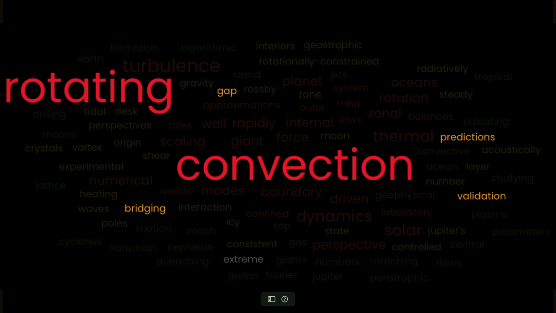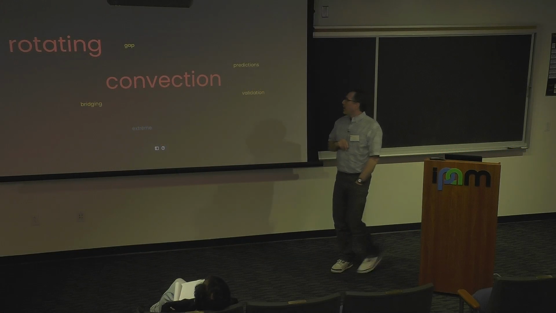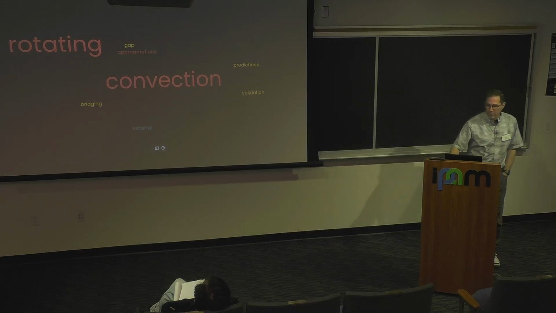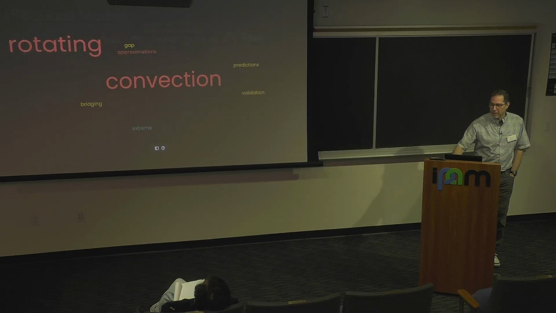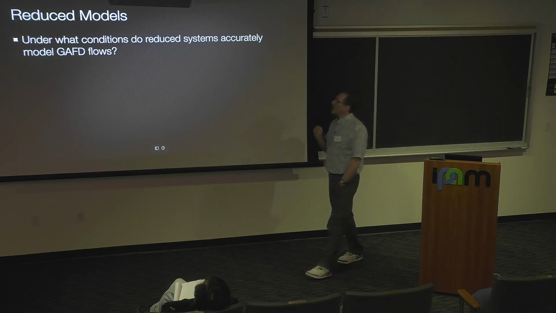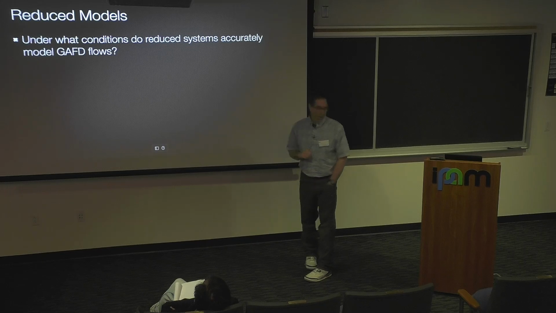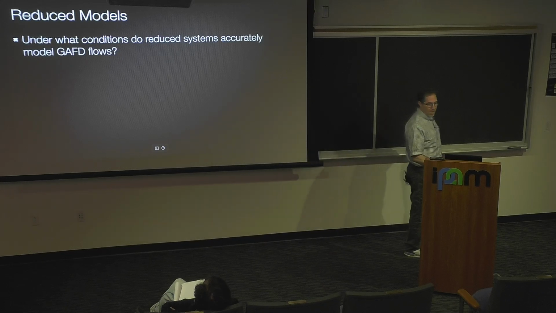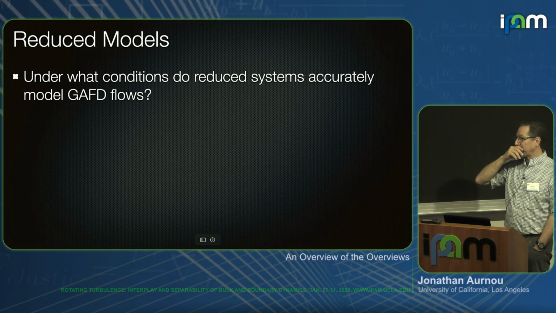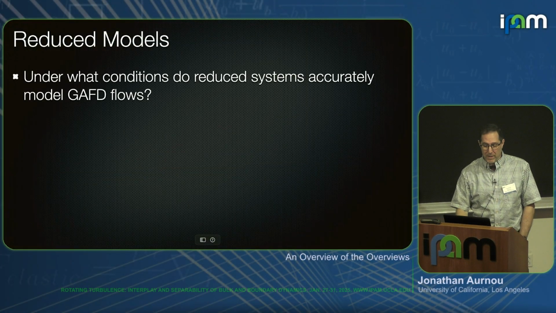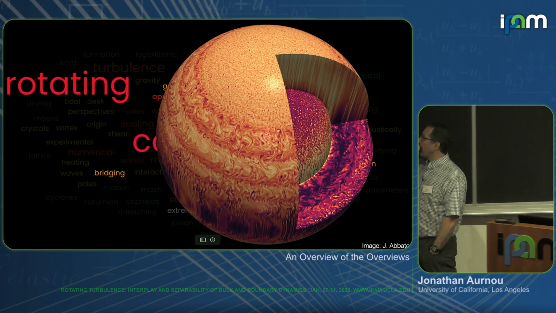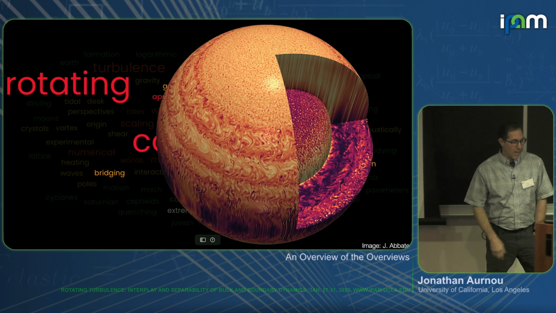All right, lastly, bridging. When I think of bridging and approximations and reductions, I then think of reduced models. And that leads to the question, under what conditions can we generate elegant reduced models that accurately get all the physics right? It doesn't have to be GAFT. Could be fluid physics too. But I'm often worried about geophysical systems.